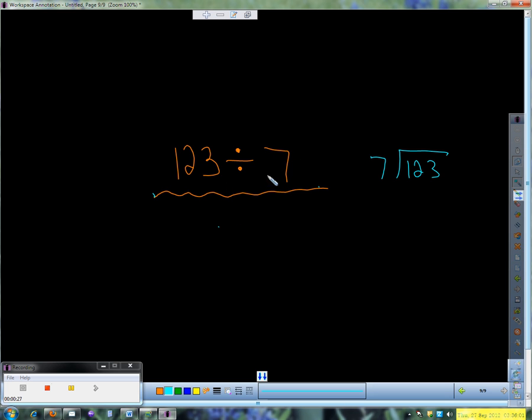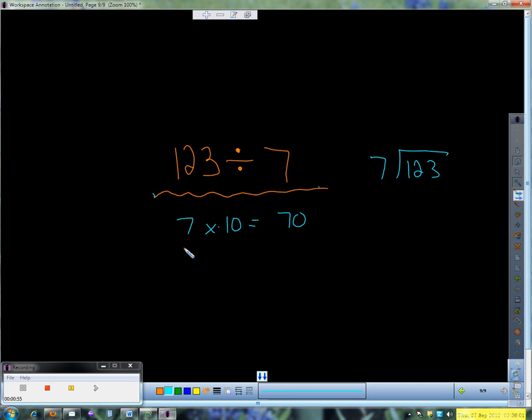I'm going to see how many times I can get 7 to go into 123 without going over that amount. Now I'm going to start with multiplying 7 times 10, and that's just because 10 is a really easy number to multiply numbers by. I know that 7 times 10 is 70. And I'm not high enough yet to get to 123.